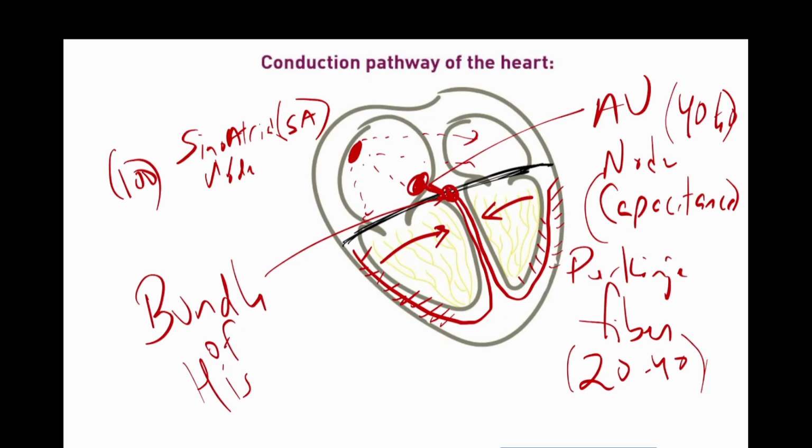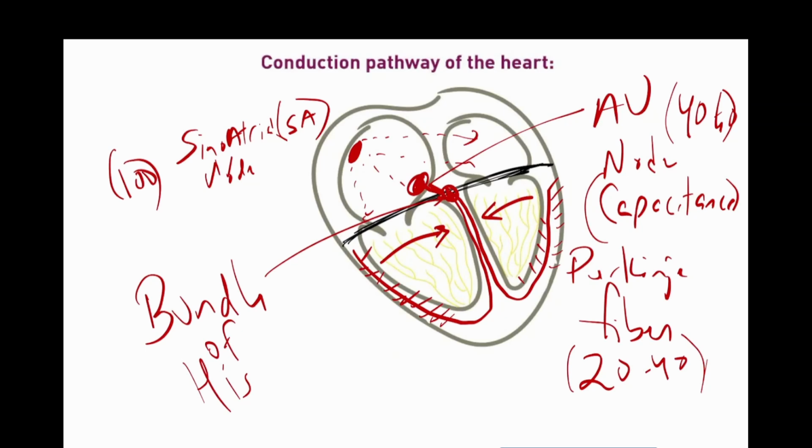Because the heart is a syncytium, the whole heart beats at once, whatever the fastest cell is, that's what everything's going to go with. So normally your SA node is the fastest one, so the SA node controls your heart.